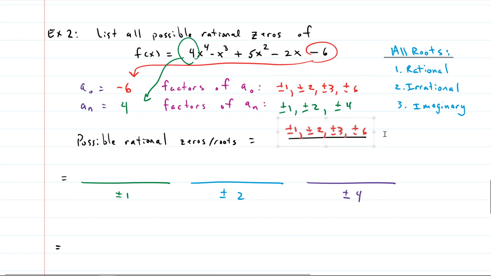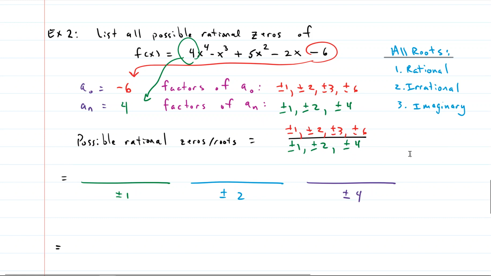There are values for all of the factors, I should say, for the constant term, and all the factors of the leading coefficient.